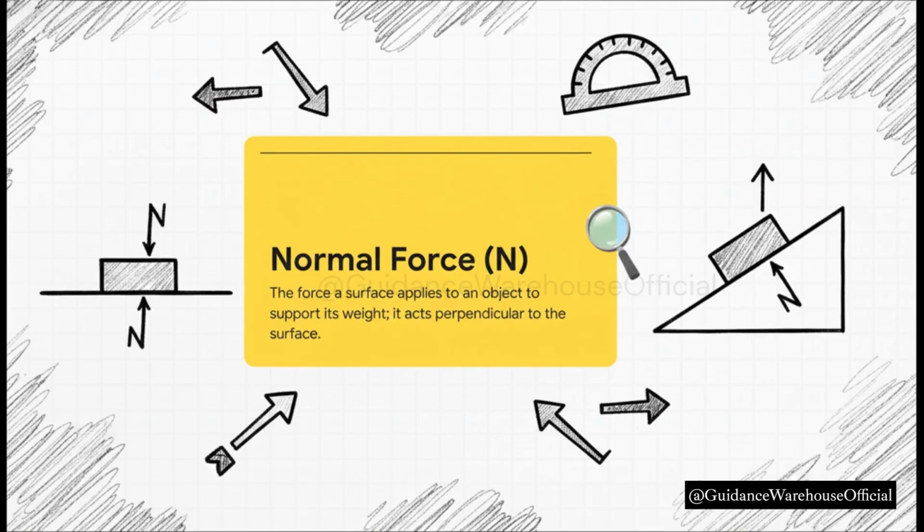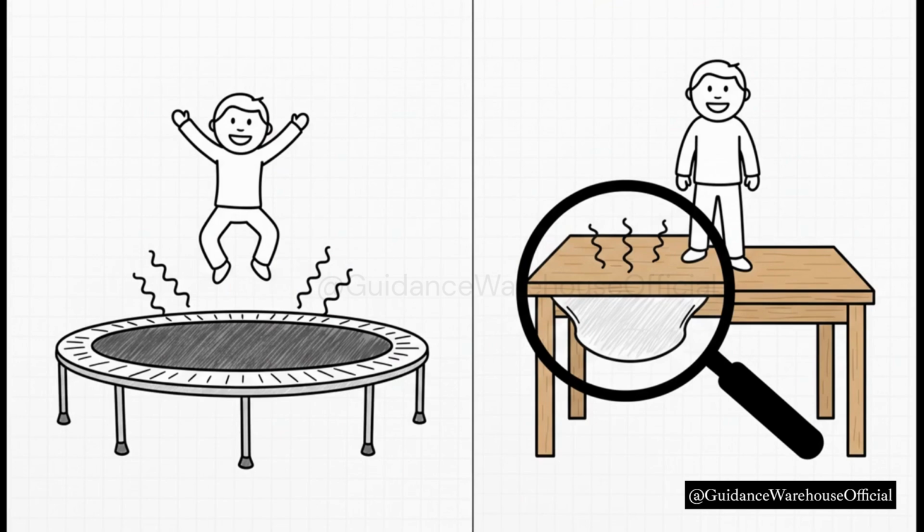Now, I know what you're thinking. Normal? It sounds kind of boring, right? But in physics, normal has a super specific meaning. It means perpendicular, or at a 90-degree angle. So the normal force is just the support force that a surface pushes with. And here's the key. It always acts perpendicular to that surface. Always.